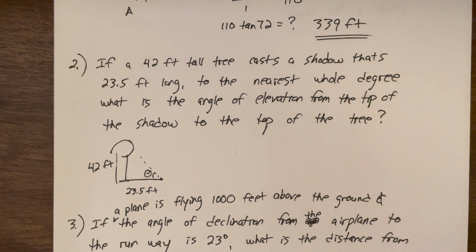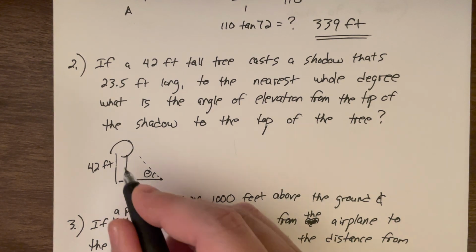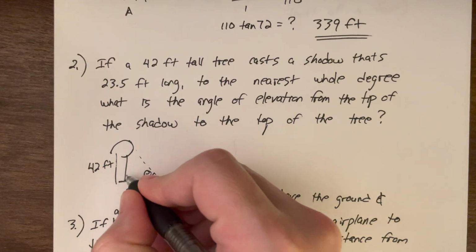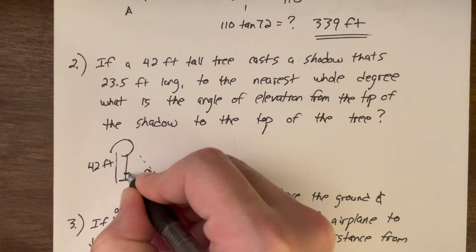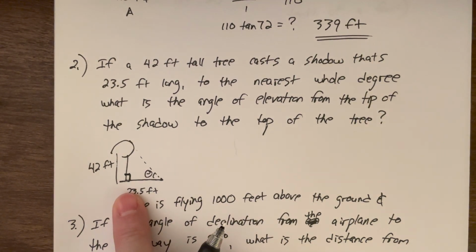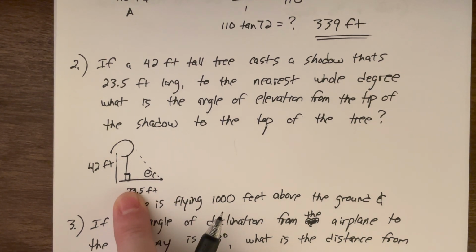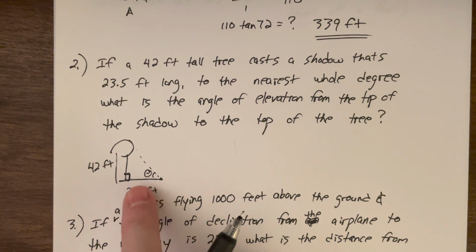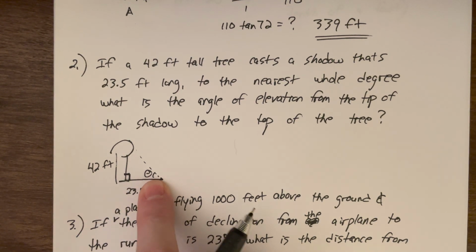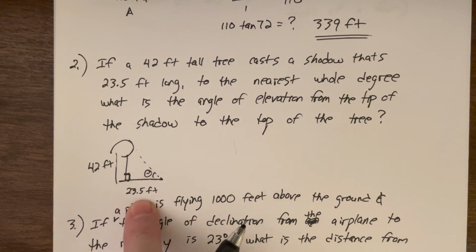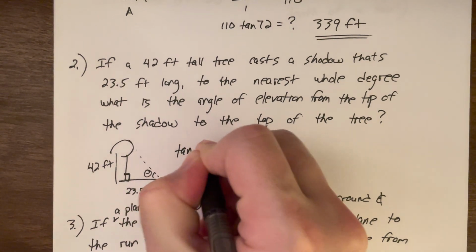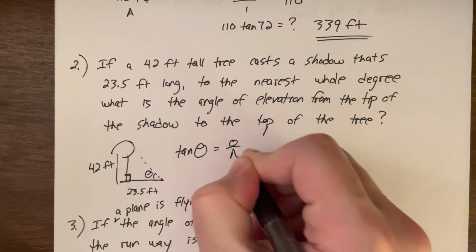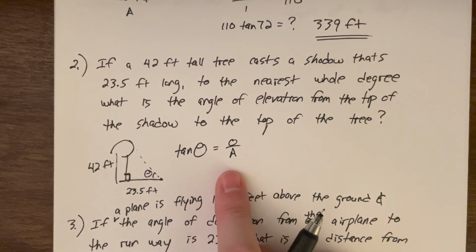Oh, another little thing, right? Again, those little assumptions. Trees don't always grow perfectly straight, but we're essentially treating this like a right angle. Again, just like so many other word problems in math, these are little assumptions that we do take. So again, there's my right angle. And from theta's perspective, we have the opposite and the adjacent. So tangent is the trig function that we're going to want to use.